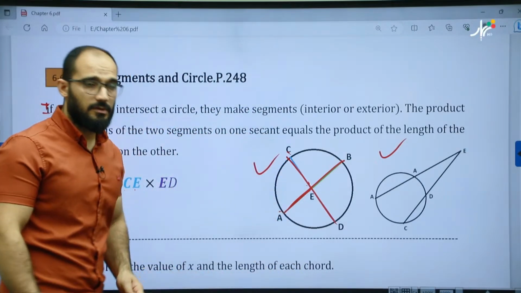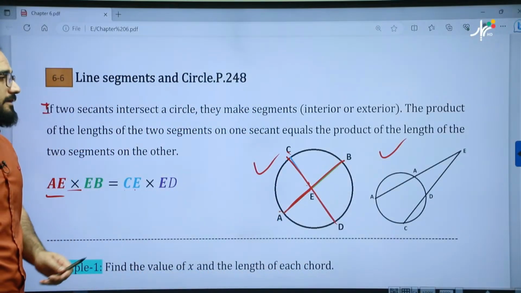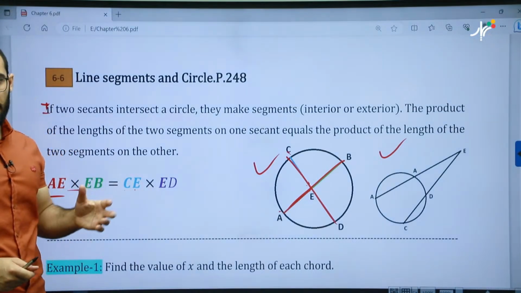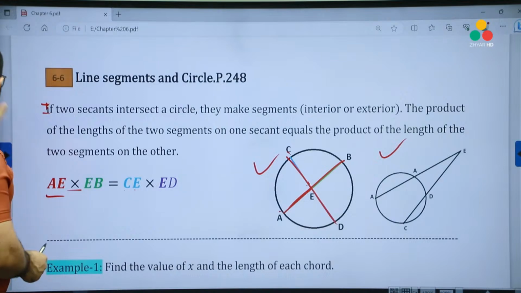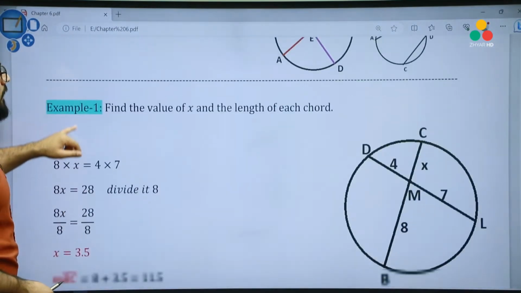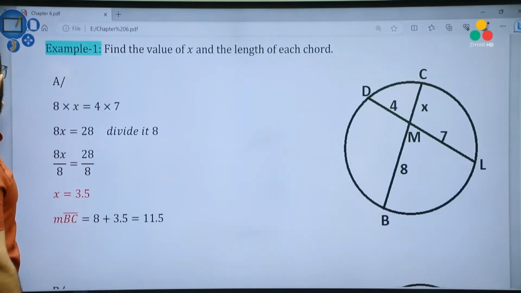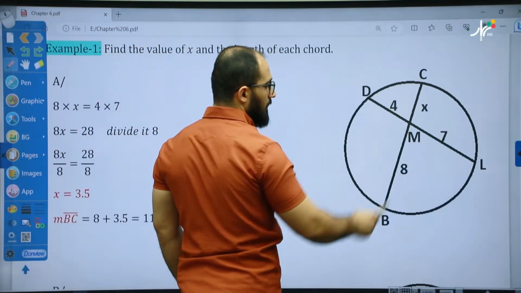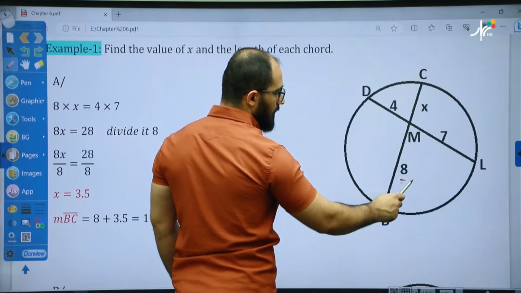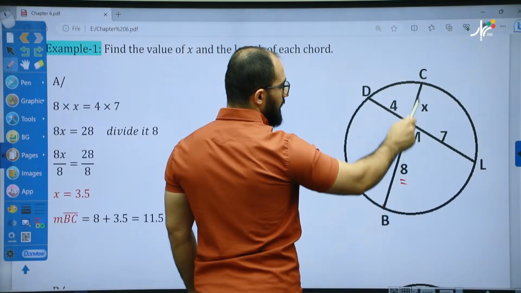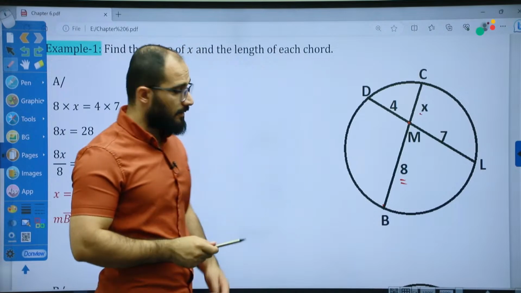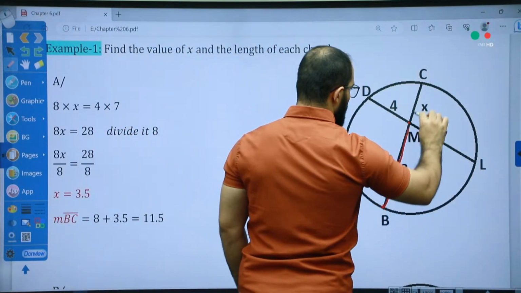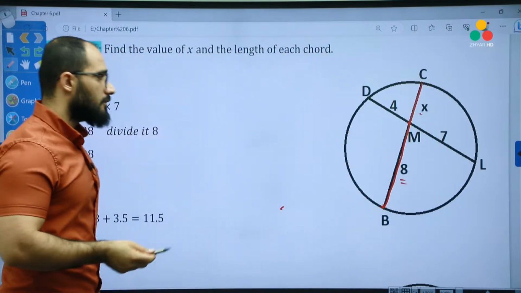When we solve the examples or the questions, they have a little difference between them, then I'm going to explain it. But in the first example, we have find the value of x and the length of the chord. It means here on the BC, BM is 8 and MC is x. We are going to find x first, then it says find BC. This is the chord BC. So how to find it is quite easy.